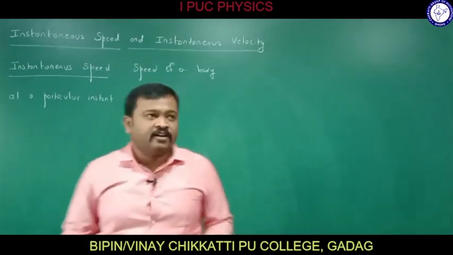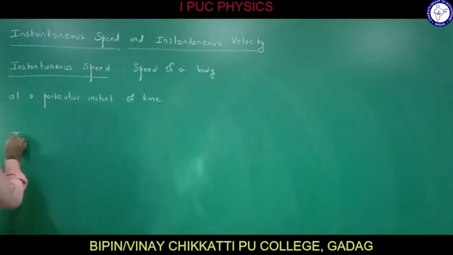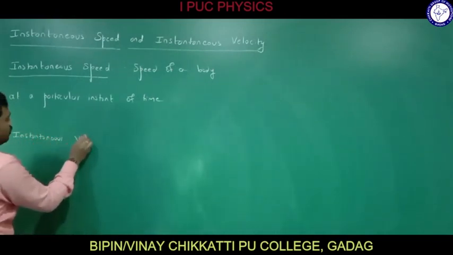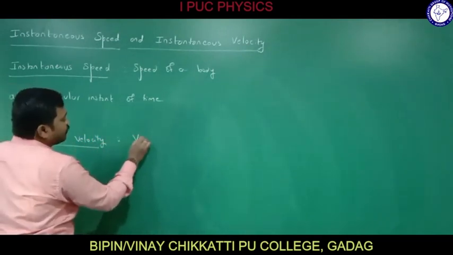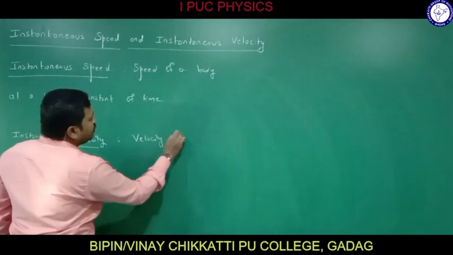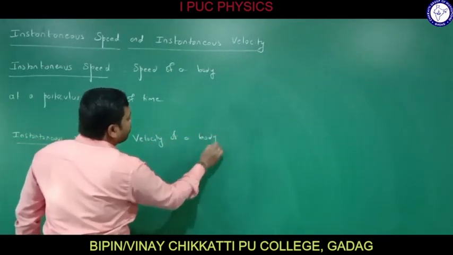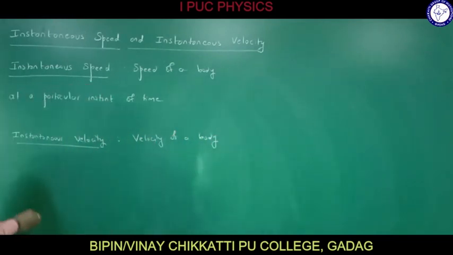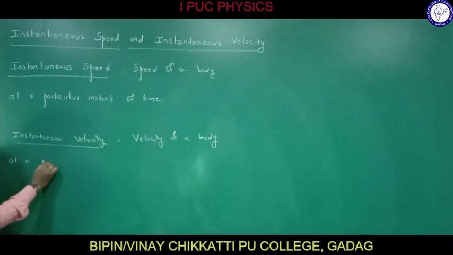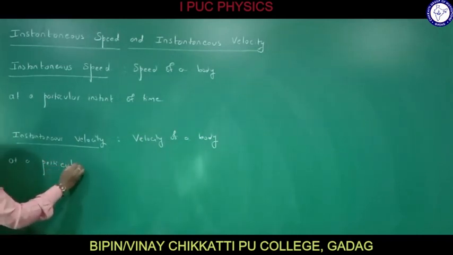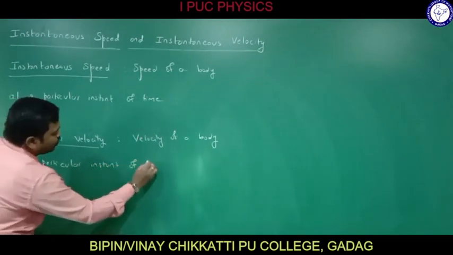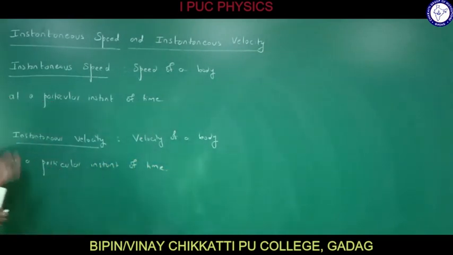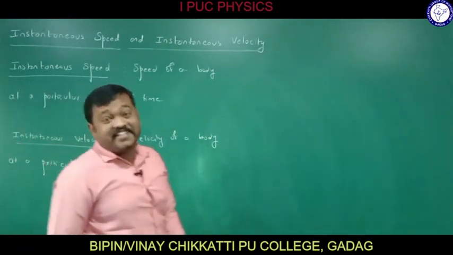In the similar manner, what is instantaneous velocity? Same. It is the velocity of a body at a particular instant of time, at a given instant of time. That velocity is called instantaneous velocity.